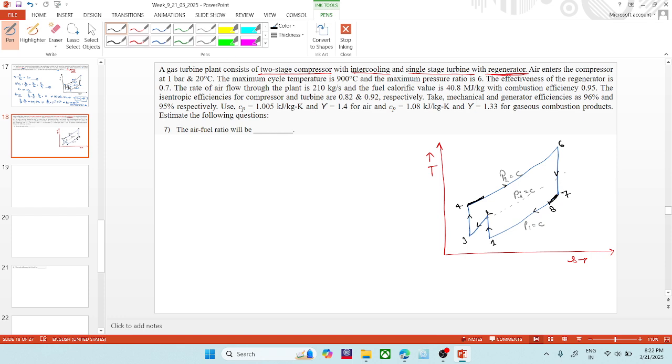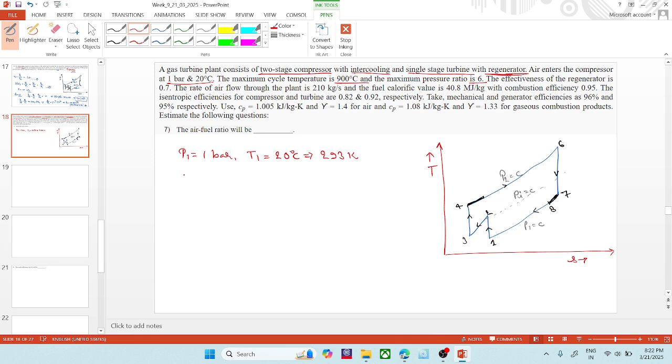The next thing is that air enters the compressor at 1 bar and 20 degrees centigrade. Let me write the values first. So P1 is equal to 1 bar and T1 is equal to 20 degrees centigrade, which would be 293 Kelvin. And the maximum cycle temperature is 900 degrees centigrade and maximum pressure ratio is 6.